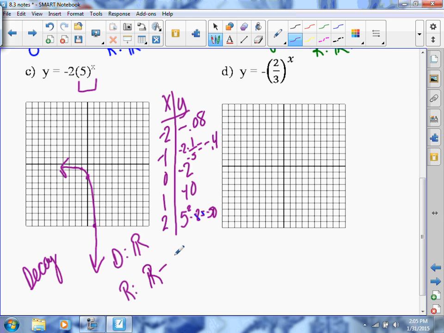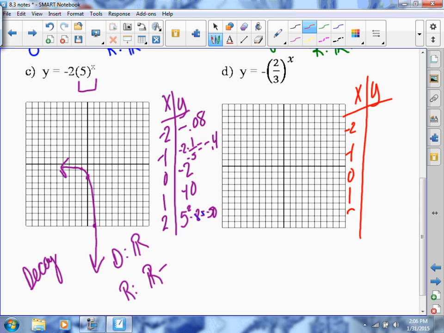Okay, sample 4, part D here, our 4th graph. This is our last graph, and then we'll take a look at a couple other problems. Now here we have 2/3, and we have it negative out front. So again, it's still going to be negative. It's going to flip the graph upside down like this part C did. We're still going to pick negative 2 to positive 2.